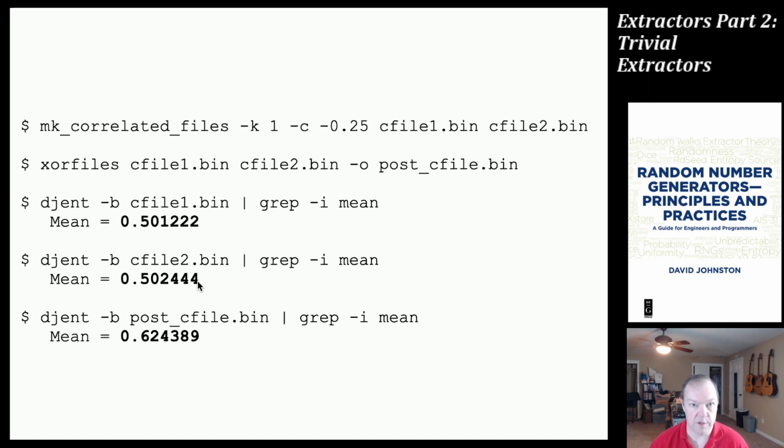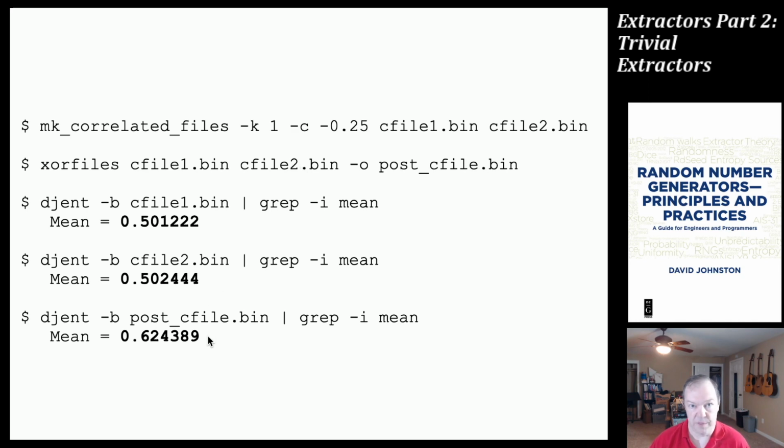And this is random data. It's coming from dev urandom, from the operating system random service. If you were to look at the files individually, they'd both look fully random. But we've XOR'd those 2 files together to get a file post_cfile.bin, and we look at the mean in that file, and we find the mean has got worse. It's 0.624389. So cfile1 and cfile2 are correlated with each other, even though individually they look fully random.